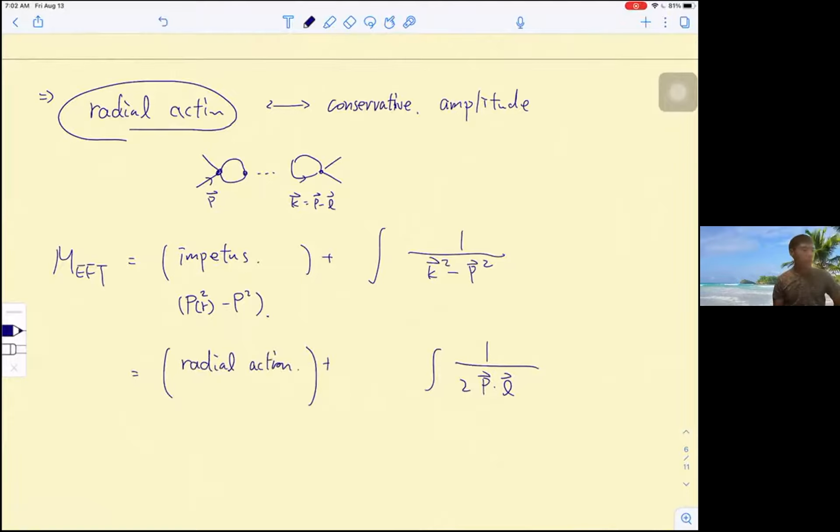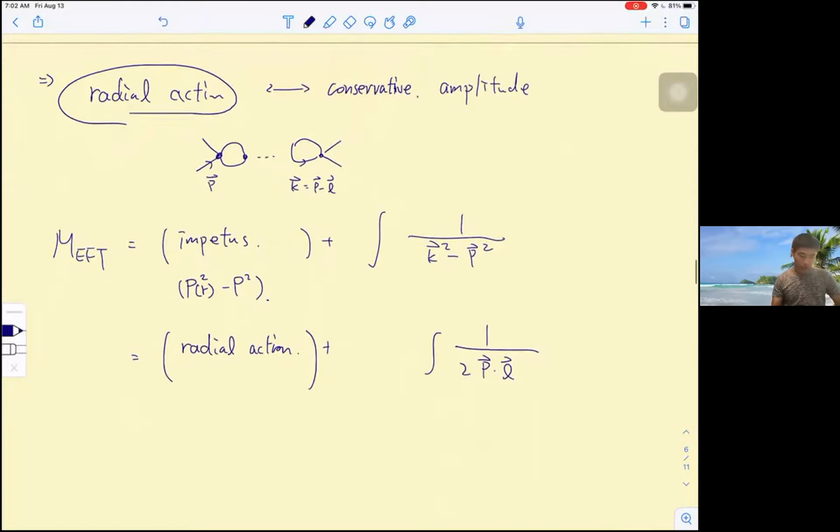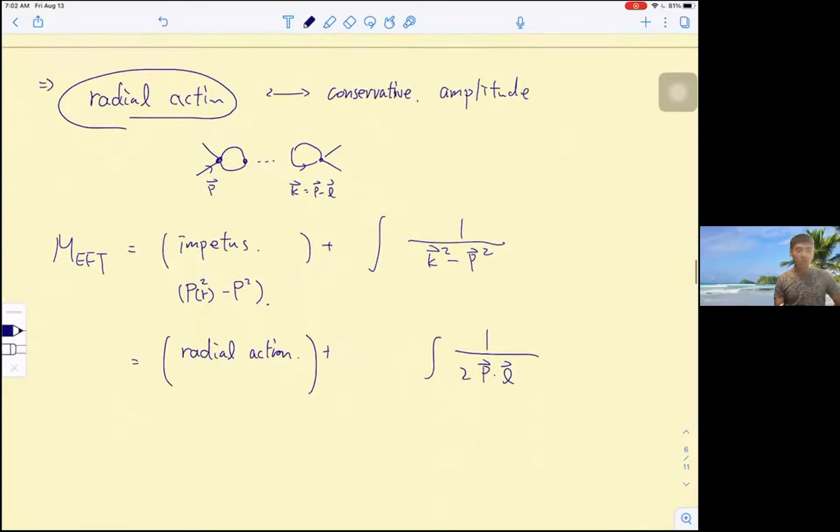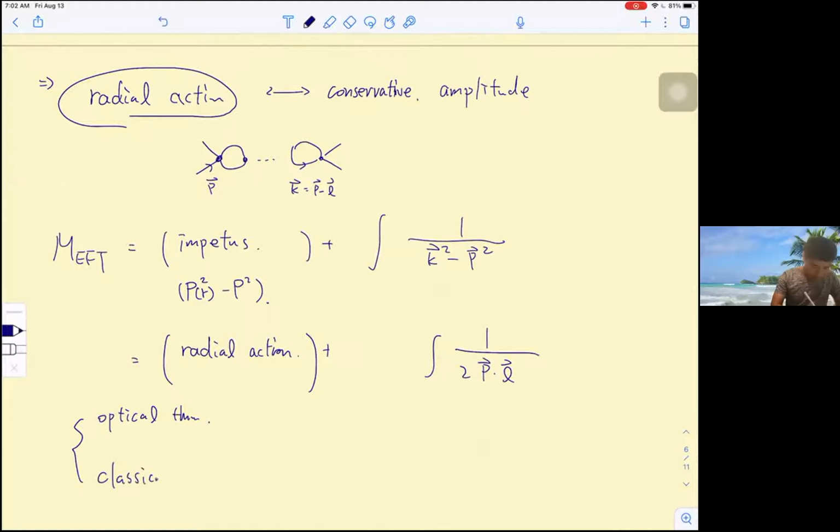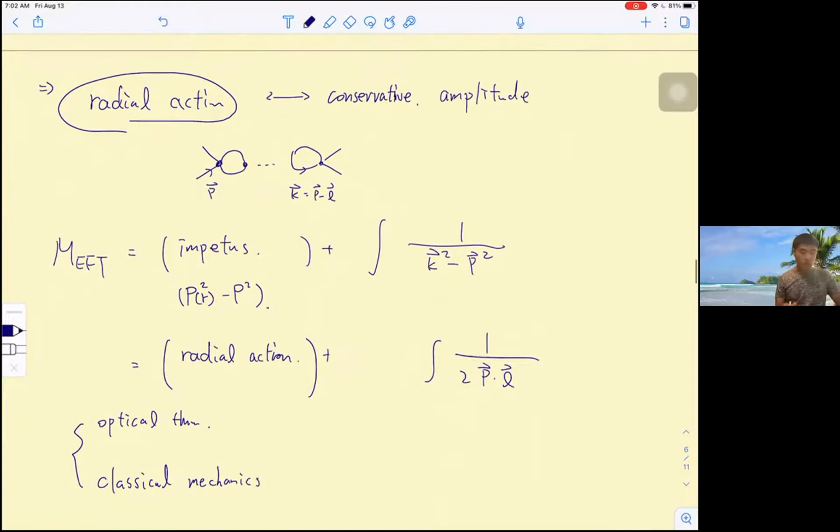Okay, so the way you can do this is either by first principles, which is plugging the EFT amplitude into the optical theorem and doing the phase space integral honestly. The second way to do this is purely coming from classical mechanics, because this is EFT, so this is only about classical mechanics, nothing fancy.